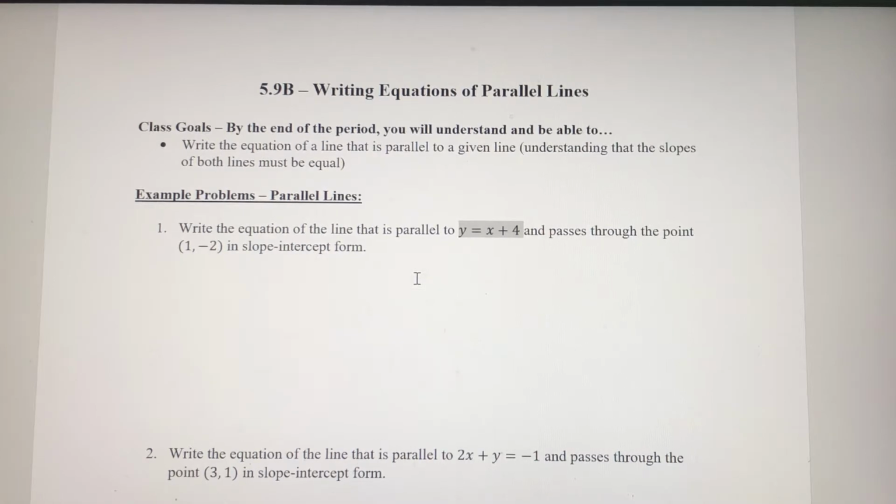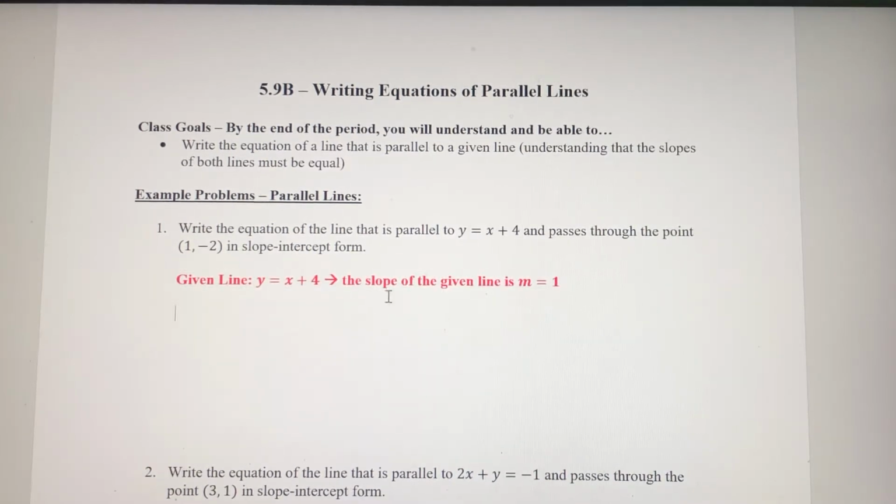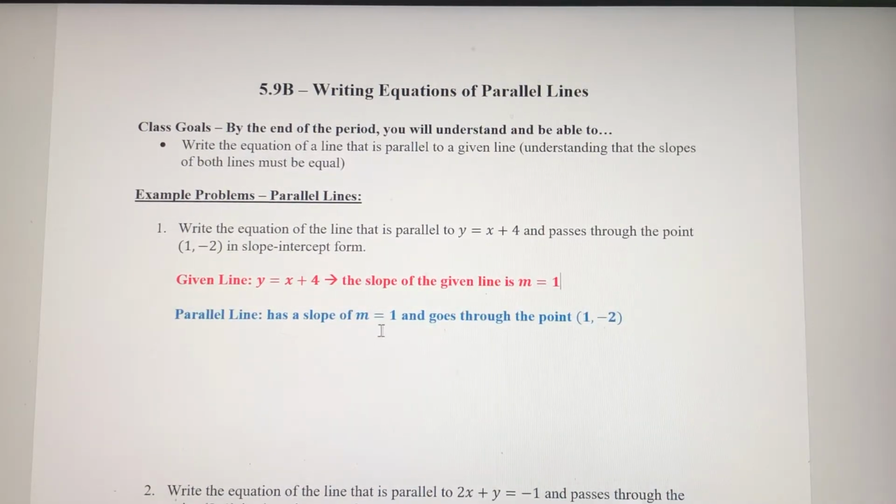We want to write an equation of a line that's parallel to that line and that goes through the point 1, negative 2. So the given line, y equals x plus 4, has a slope that we know to be 1. Remember, the slope is the number in front of the x, or the coefficient of x. There's no number there, but it's understood to be 1. So the slope of this line is 1. Because of that, the slope of the parallel line must also be equal to 1, and it also goes through the point 1, negative 2, which was given in the problem.